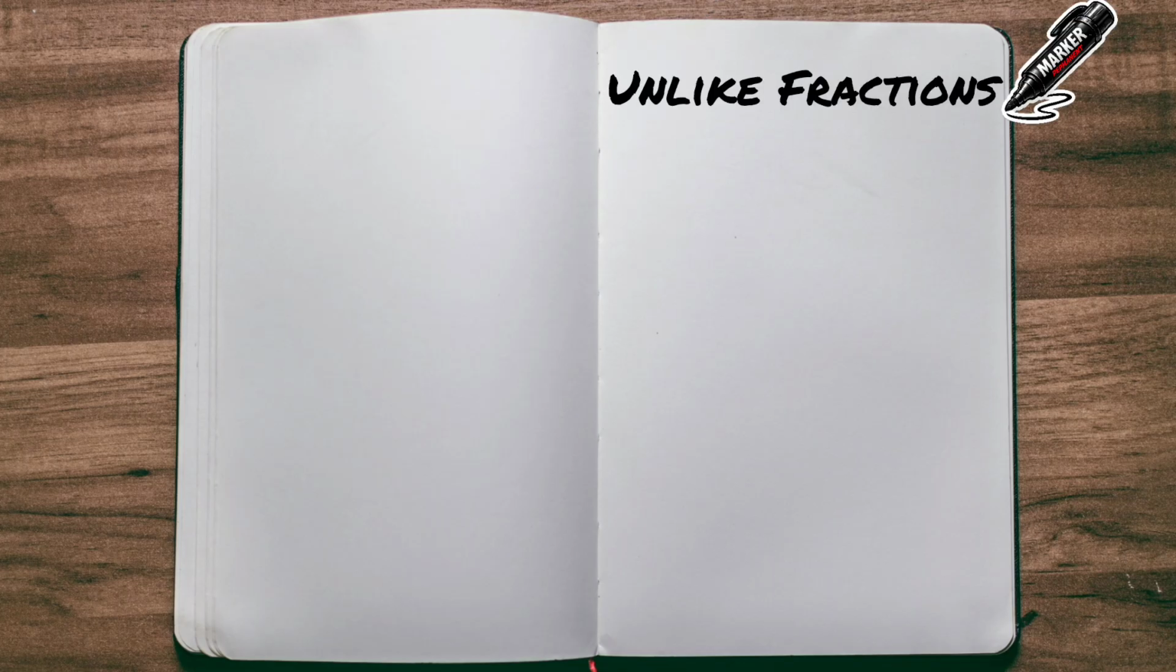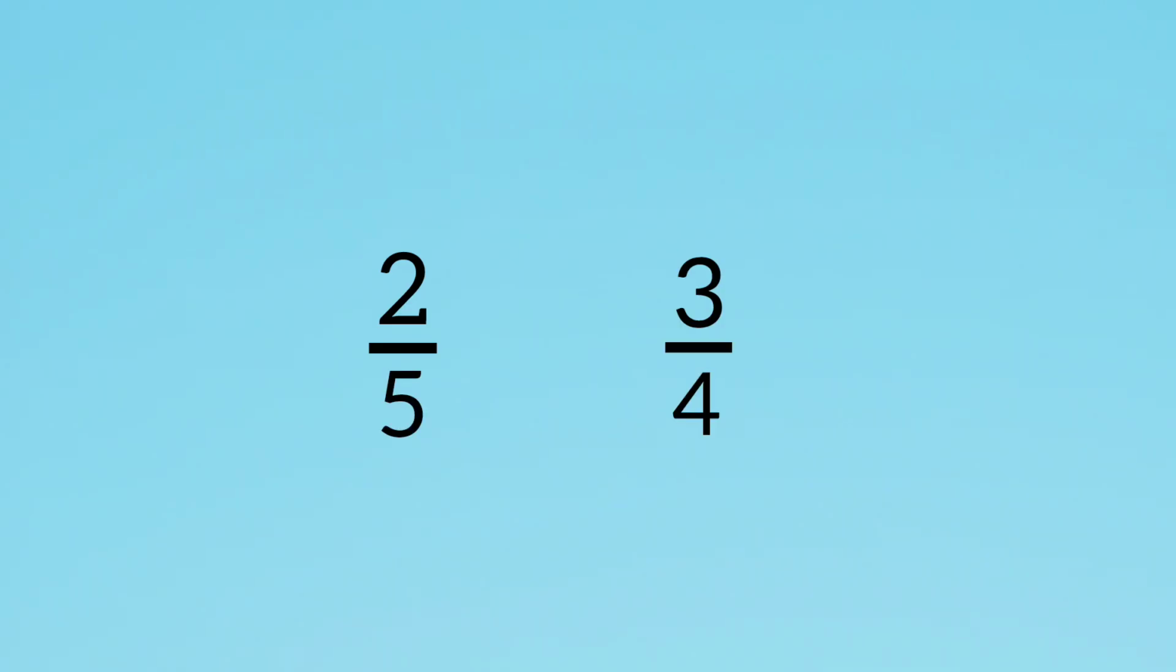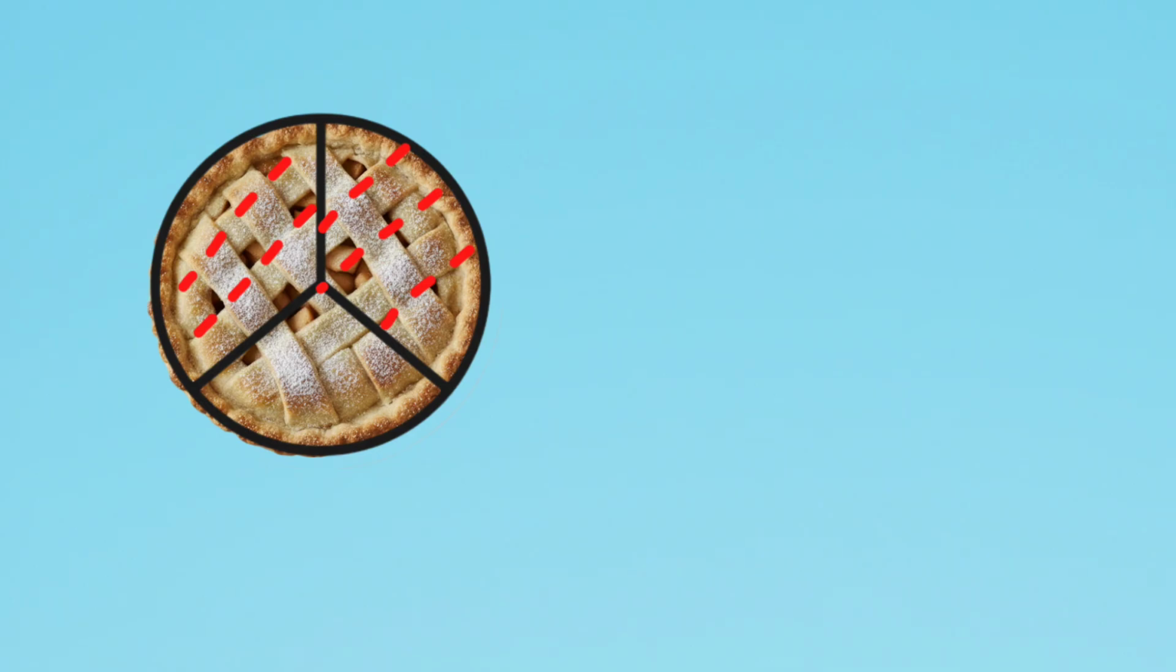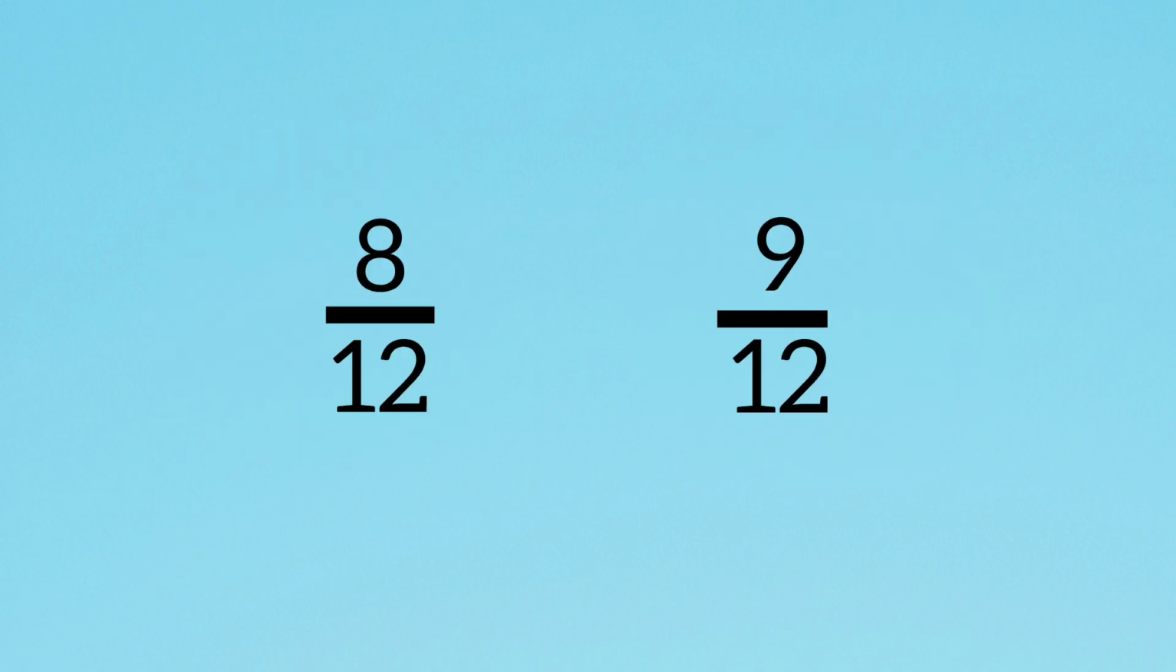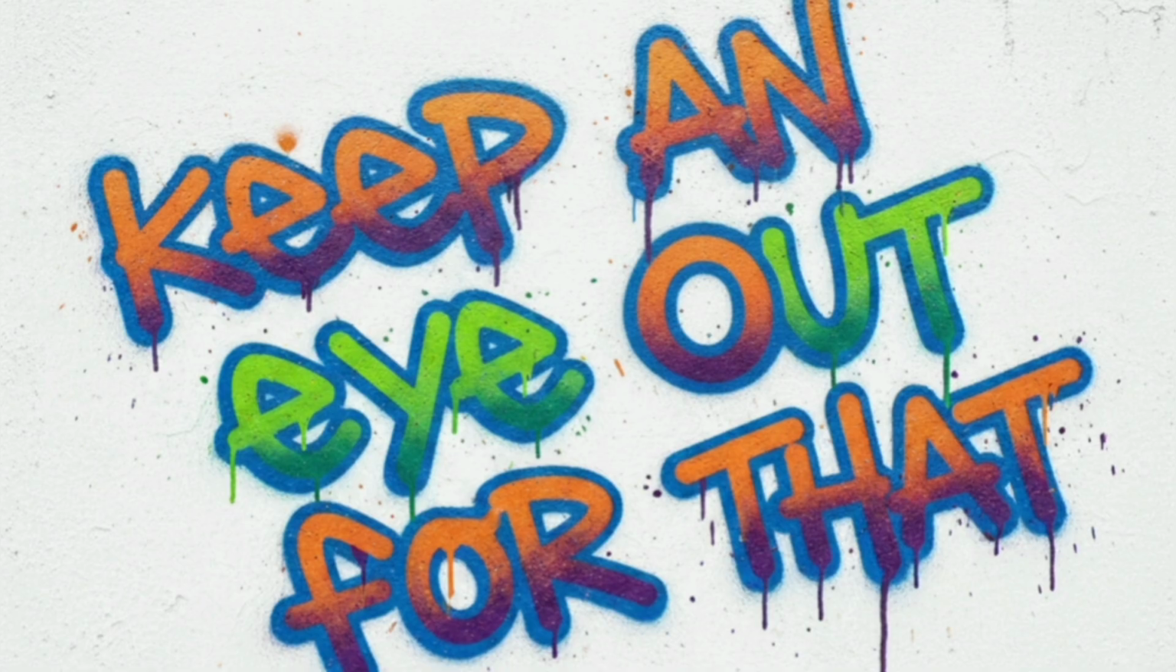Unlike fractions are the opposite. Their denominators are different, which makes them trickier to compare. Example: 2/3 of a pie versus 3/4 of a pie. Because the denominators are different, you need to make them the same before adding or comparing them. That's something we'll explore in the next video on fraction operations.